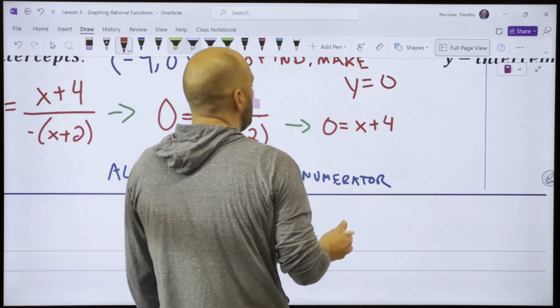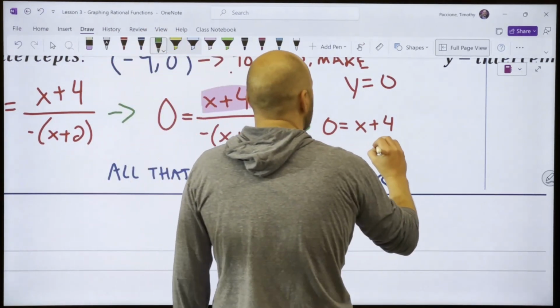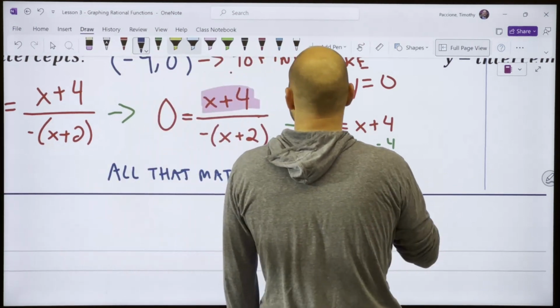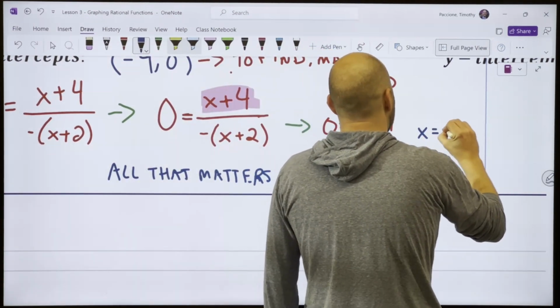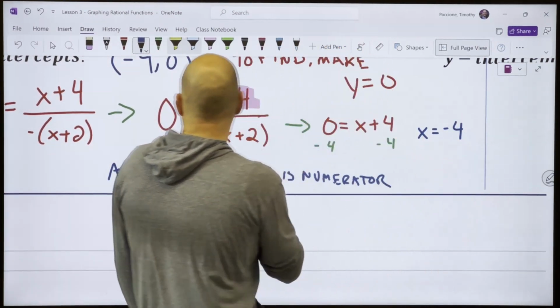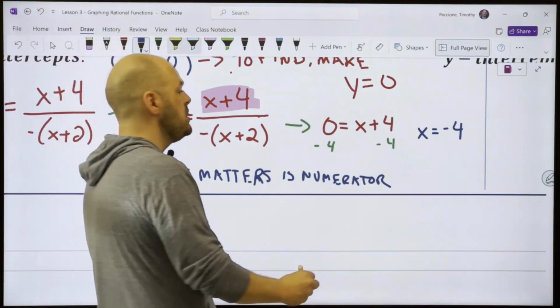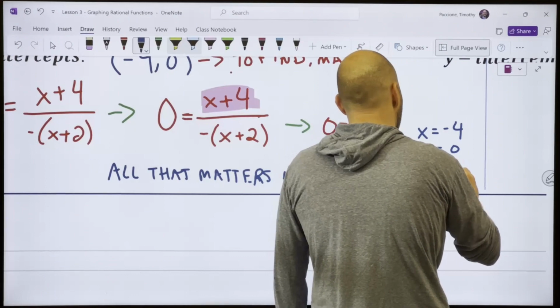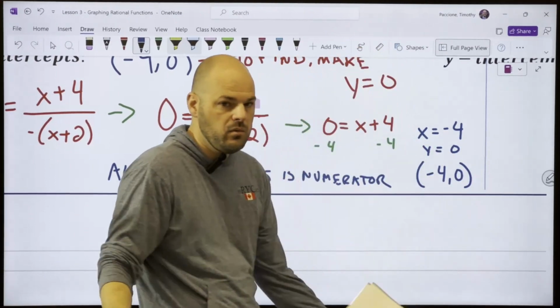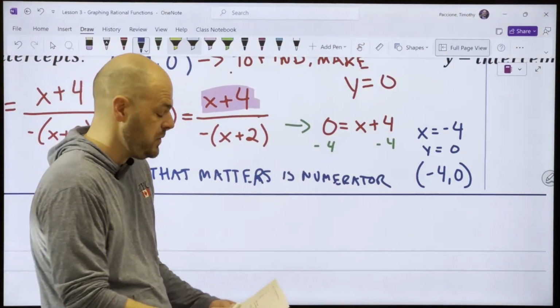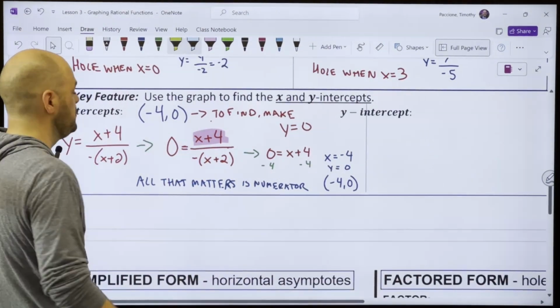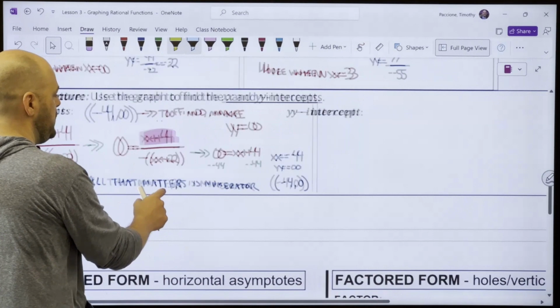And now we have a simple equation where I would just minus 4 on both sides, and I would get x equals negative 4, right? Remember, we set y to 0, so we know y equals 0, so we have a point of negative 4, 0. That is our x-intercept, okay? So that's how you find an x-intercept. You're worried about that numerator, okay? Set y equal to 0, worry about the numerator.